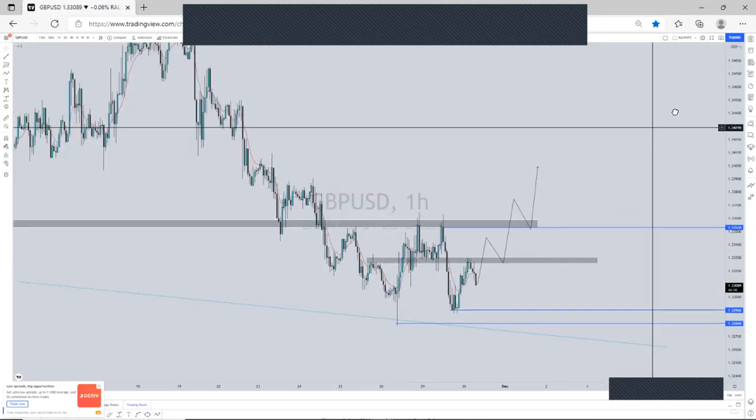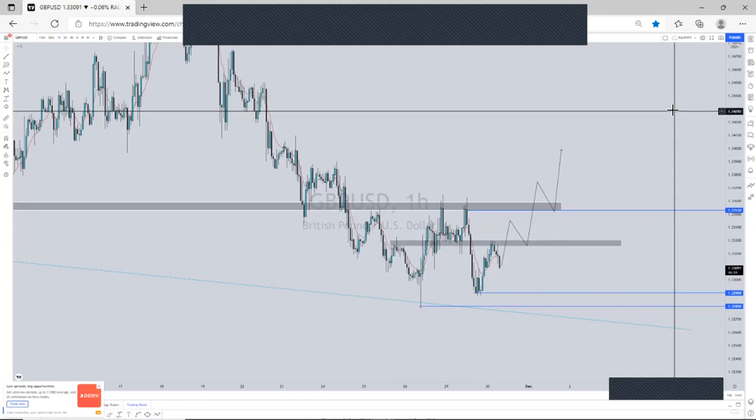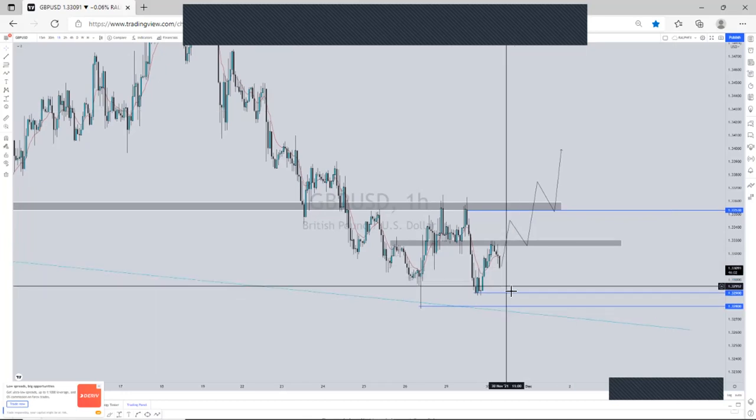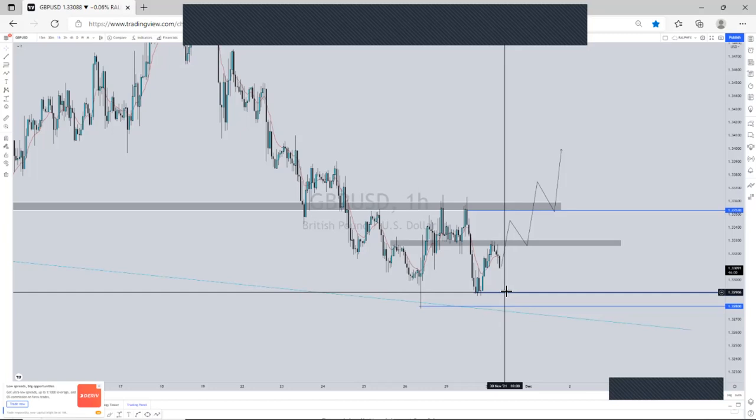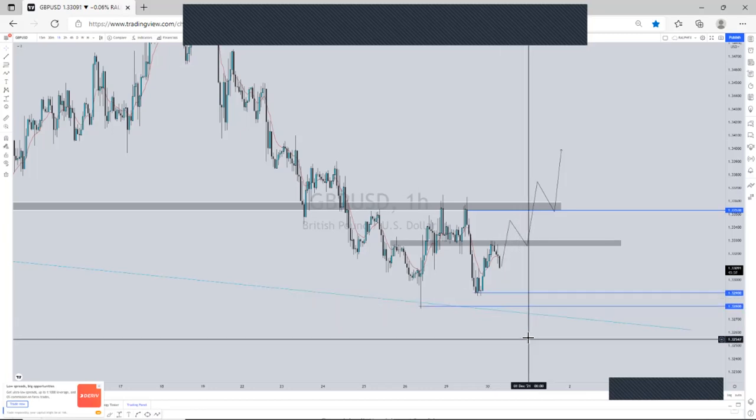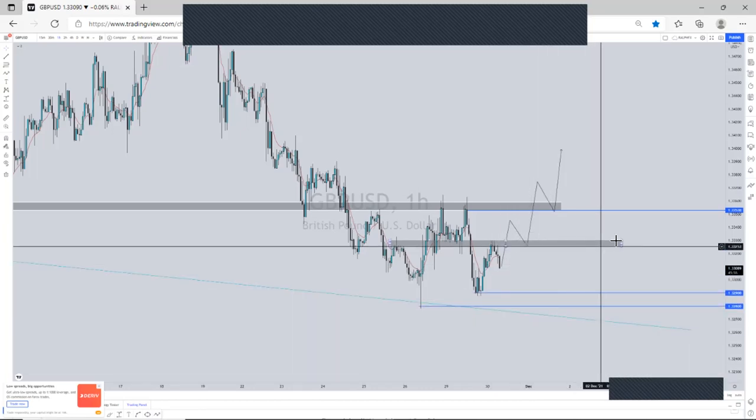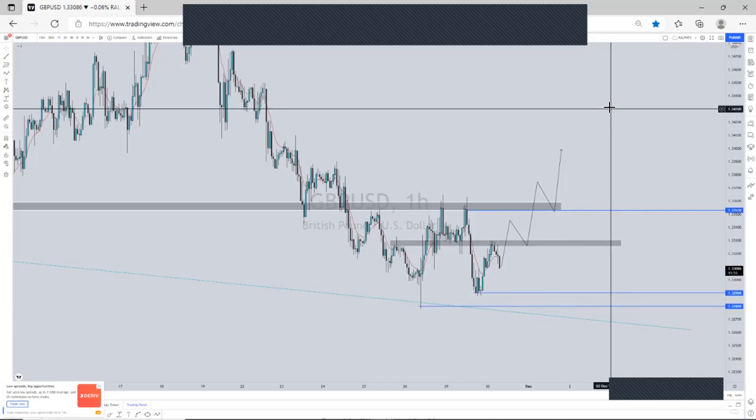So this is what I'm looking for on GBPUSD. If I don't get this setup, I won't be convinced to trade short until we get a breakout of the previous day's low and the previous week's low. Then we can look for lower prices on GBPUSD as well. So this is my outlook for GBPUSD, and gold as well.